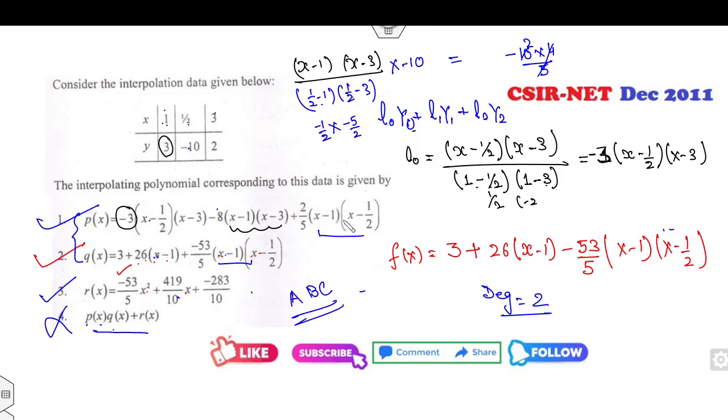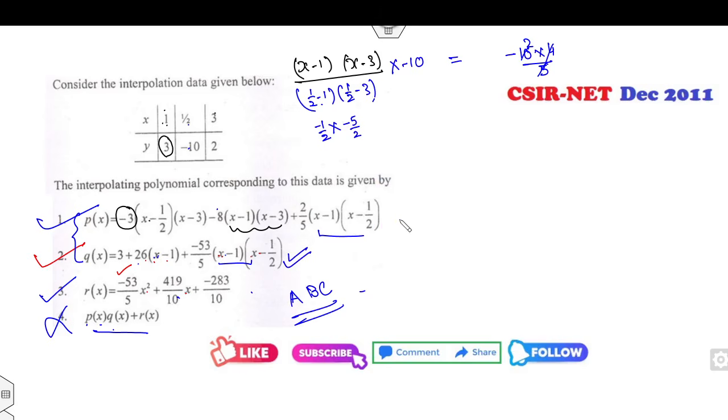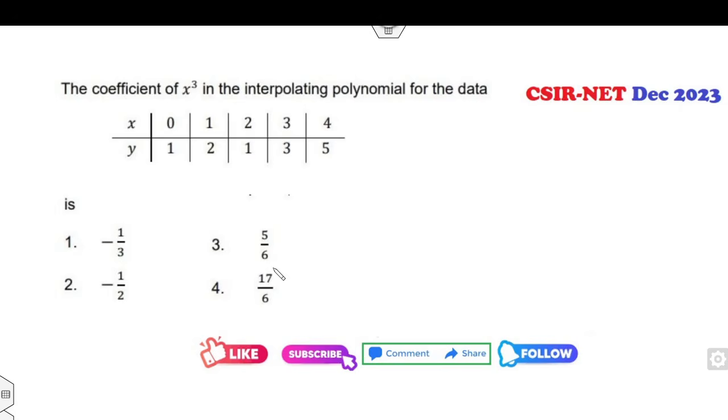Otherwise, as I told you, whether you use Lagrange interpolation or Newton divided difference, the polynomial is always unique. So what you can do is simply open this bracket, and you will get this term. So that means all the options are correct options.